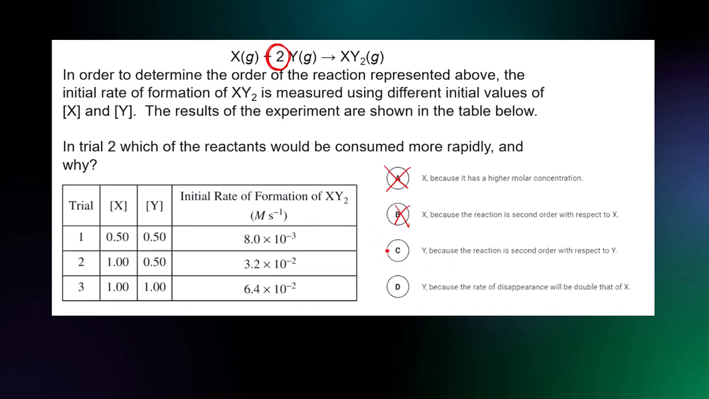It's just talking about the initial reaction rates, and so we're not talking about the order of the reactions yet. And so it's going to be Y because the rate of disappearance will be double that of X. And that's basically just because of this coefficient 2 right up at the top.